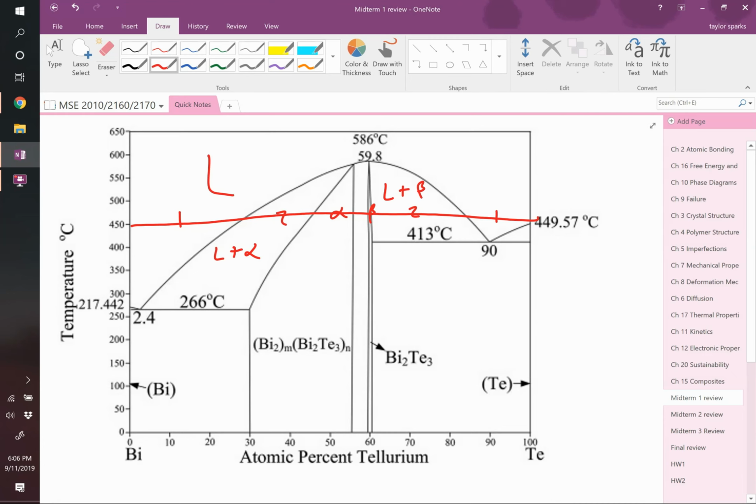Can you have a binary line compound? No, you cannot.